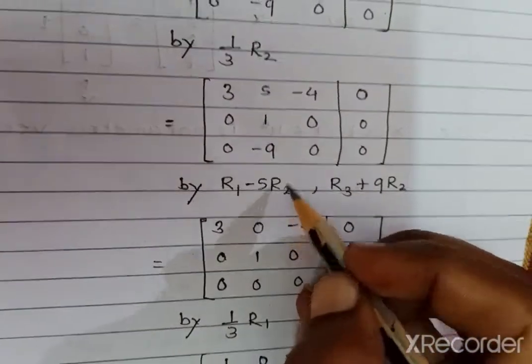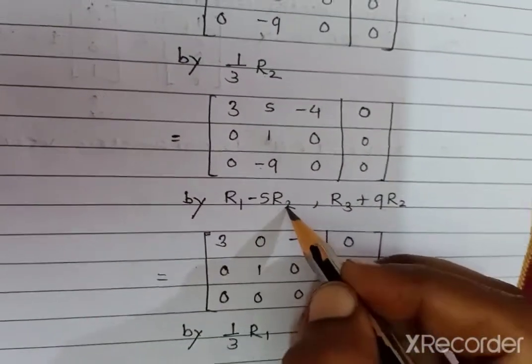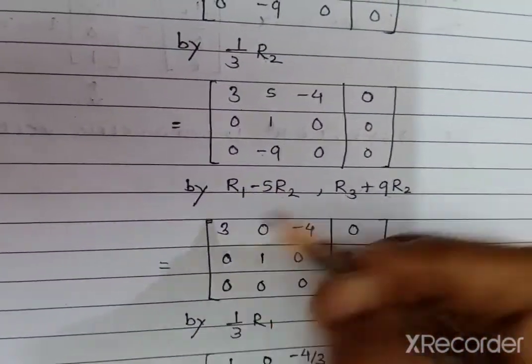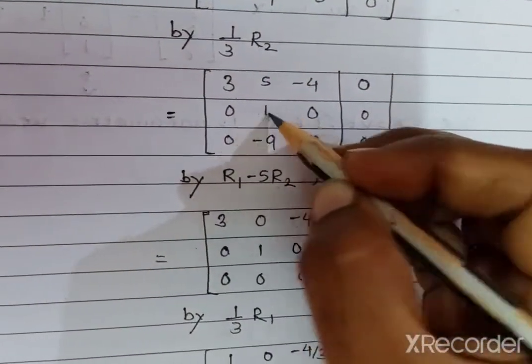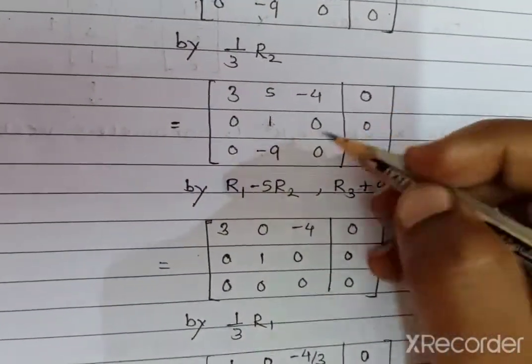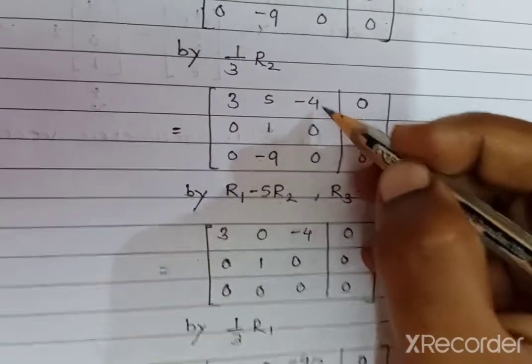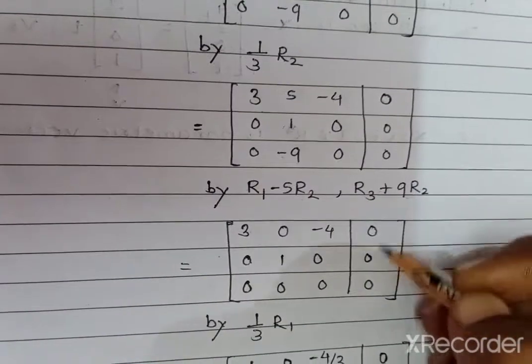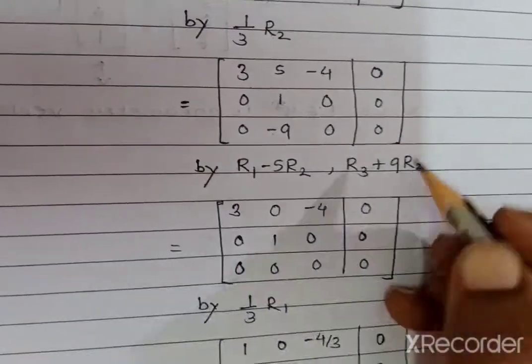So see here, first row operation, minus 5 into R2. So minus 5 into 0, 0. 0 plus 3 is 3. Minus 5 into 1, minus 5. Minus 5 plus 5 is 0. Next one, minus 5 into 0, 0. 0 minus 4 is minus 4. And this one is 0 as it is because all these entries are 0.